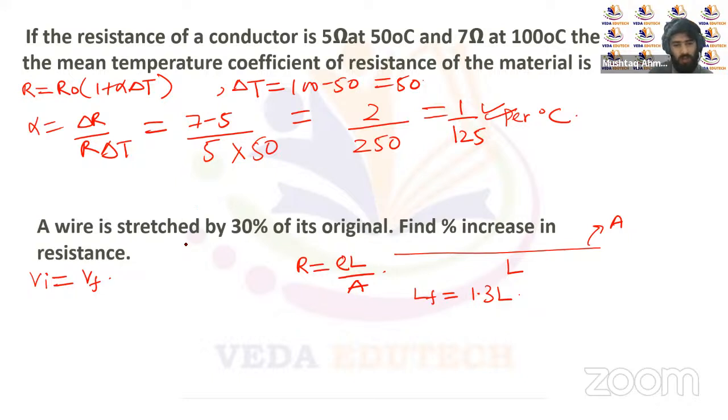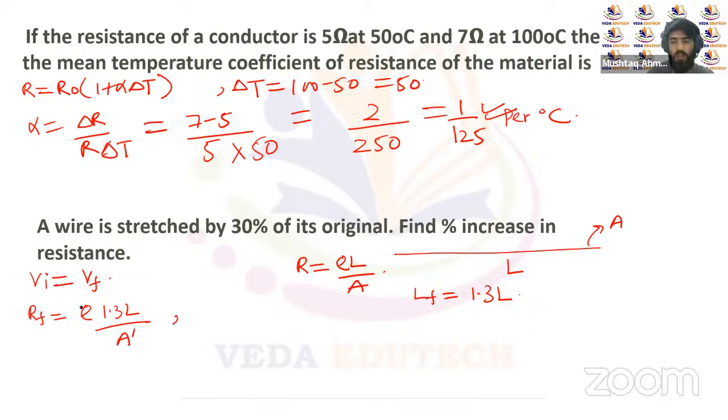Now let's see what's going to happen with respect to the percentage change in resistance. The final resistance, let's call that RF. Since the material has not changed, the resistivity will not change, right? Length has become 1.3 times L, and the area of cross section we don't know. The new area of cross section, we call it A dash.